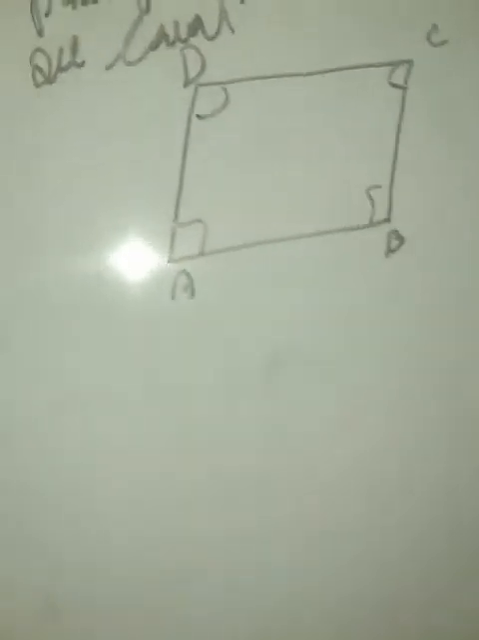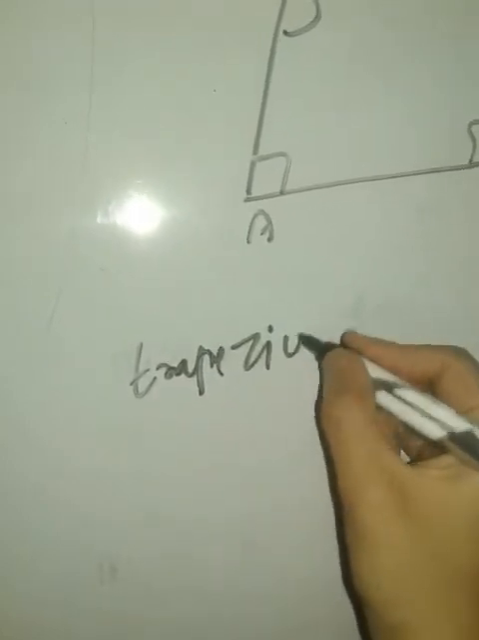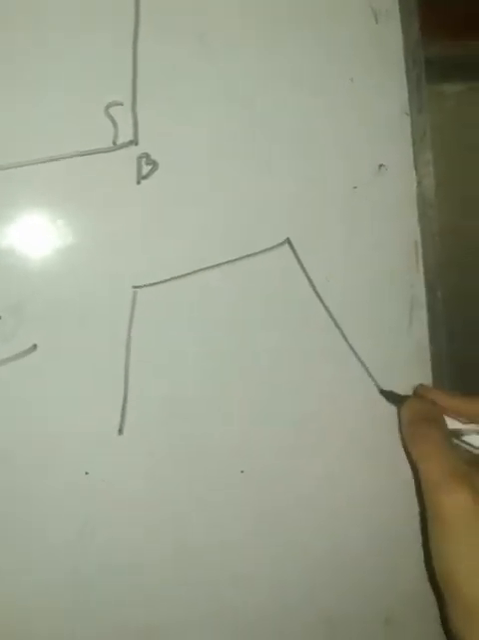Now another is the trapezium. What is a trapezium? These are the basic definitions you know, but recapitulation is necessary here. A trapezium is a quadrilateral having one pair of opposite sides parallel. So this is a trapezium.